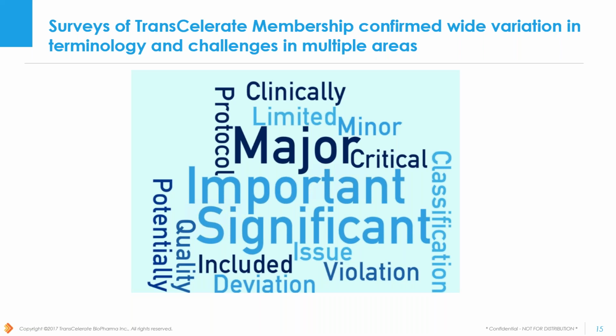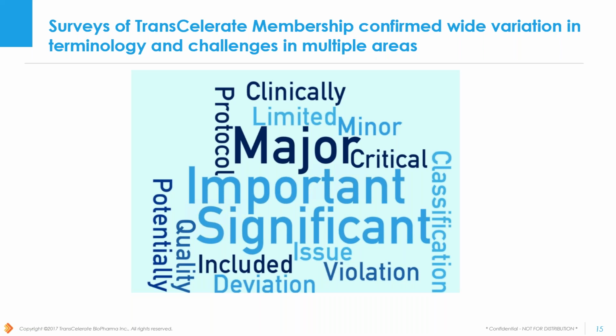Okay, so we started off with a survey of the Transcelerator member companies, and you saw who they were on Leslie's slide a few moments ago. And one of the first things that we found was there's actually this huge variation in terms of the vocabulary that we're using. You can see this word cloud here.